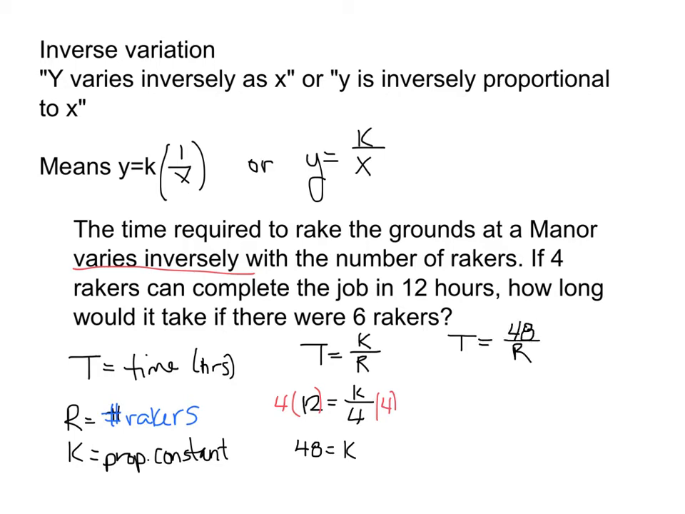And we're not done quite yet because we want to answer the question, how long it would take if there were 6 rakers. So we can plug in the value of R that we know. We would say T is equal to 48 over 6, which we know is 8. So it should take them 8 hours to rake the manor.